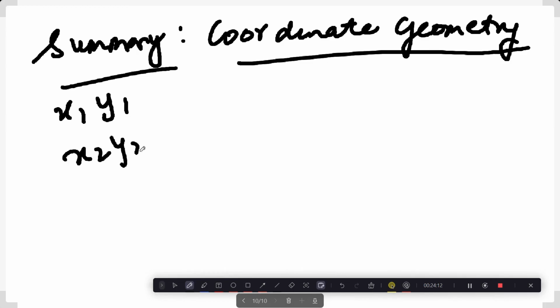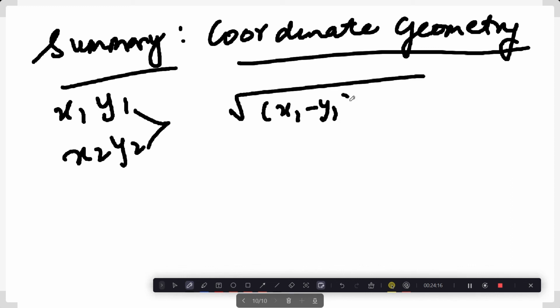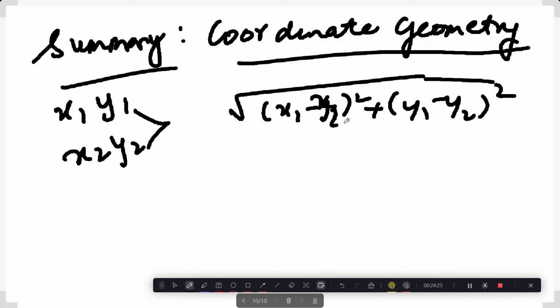x1, y1, x2, y2. Two coordinates, distances. x1 minus x2 square plus y1 minus y2 square. This is known as the distance formula. Something I did wrong, right? This is x1, sorry, x2. Distance of the point, okay, coordinates and section formula.